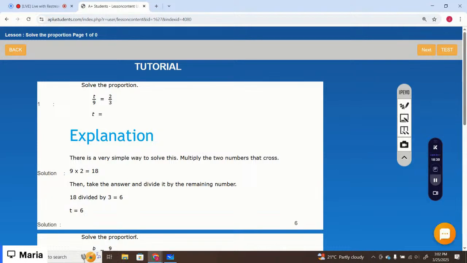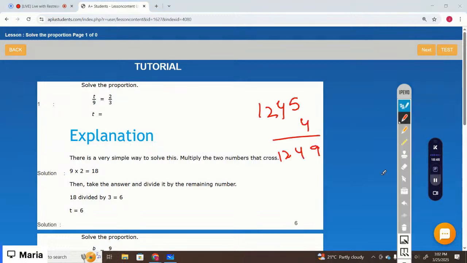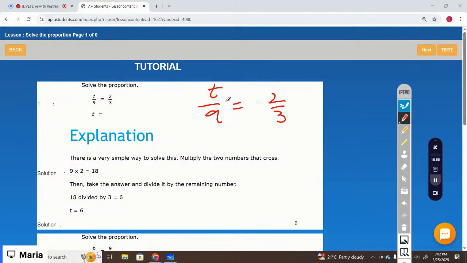Solve the proportion t over 9 equals 2 over 3. So you have to solve this proportion for t. We need to find the value of t. So we simply go to the cross multiplication method. That means you need to multiply the numerator of this fraction by the denominator of the other fraction, and the denominator of the first fraction with the numerator of the second fraction. You have to do t times 3 equals 9 times 2.